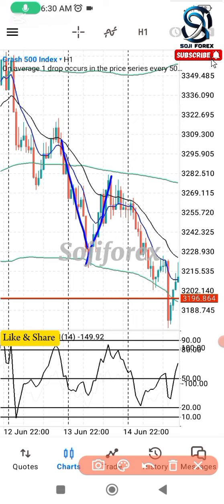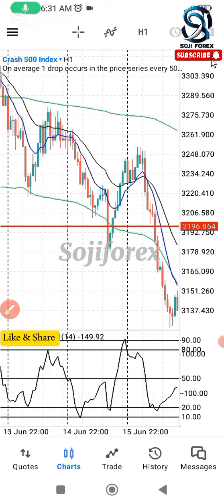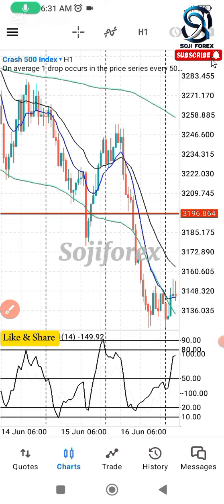Price pulls back to the middle Bollinger Band zone. And what do you do? All you need to do is spot a bearish engulfing candle or a pin bar. Look at that. That becomes your entry. But you will need patience for this to play out.